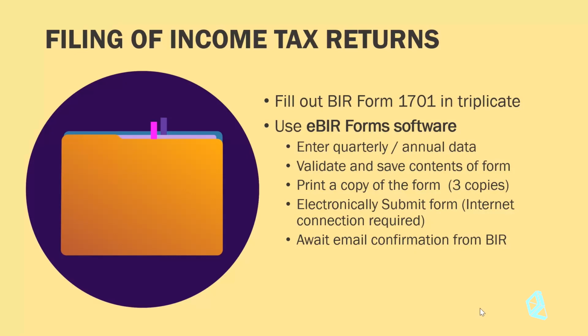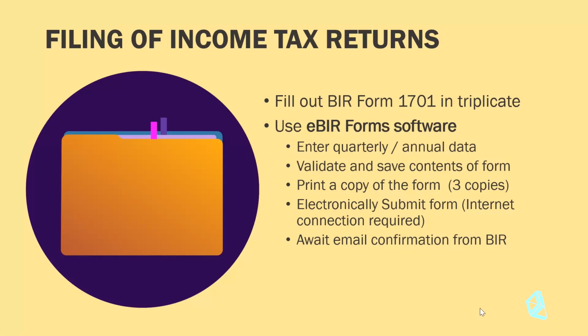Now, once you've submitted the form, the BIR system will send you a confirmation that they have received the tax return. Now, you print this one and attach it to the previously printed forms. So you could print the forms using the EBIR forms, and you also print the email confirmation of the BIR, because these are the documents that you have to present to the bank when you are paying for your income taxes.